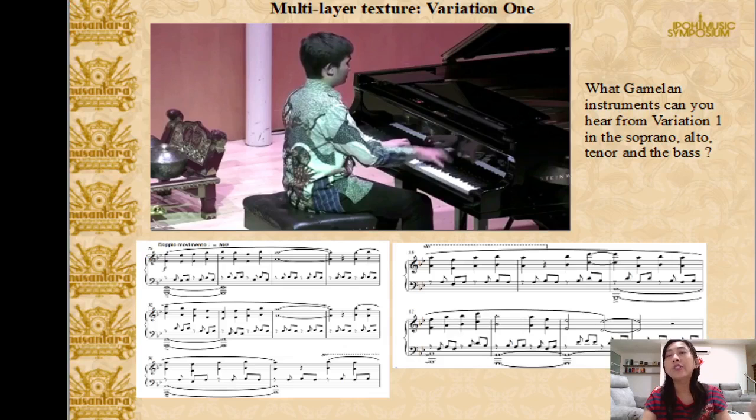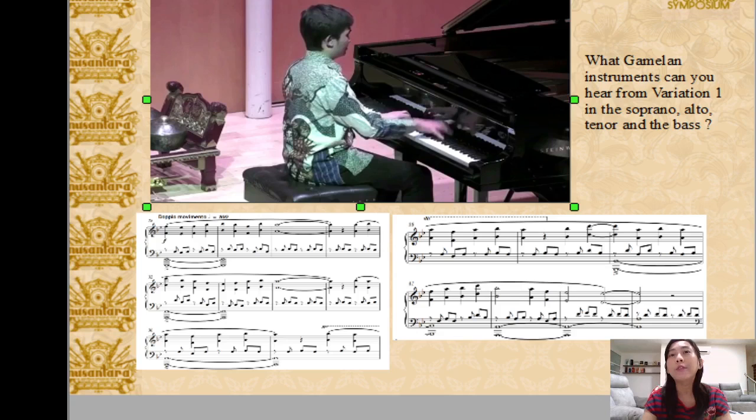So this multi-layered texture is seen in Wilson's Paraphrase in variation 1. As you can see in the score here, we can see the bass, like the gong, playing the colotomic structure, and then the soprano over here we can imagine is like the saron, accompanied by the kenong on the alto, and also the tenor we can imagine sounds like the bonang, you know. So let's listen to this piece together and focus on the multi-layered texture in the solo piano.